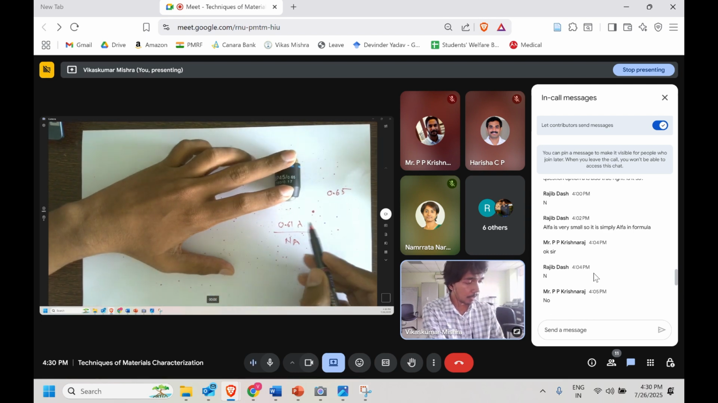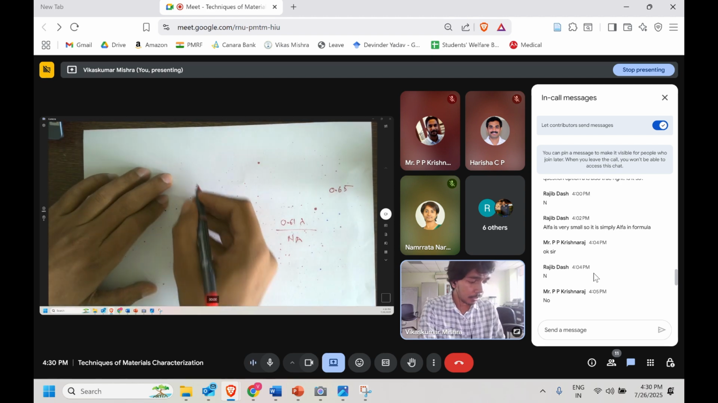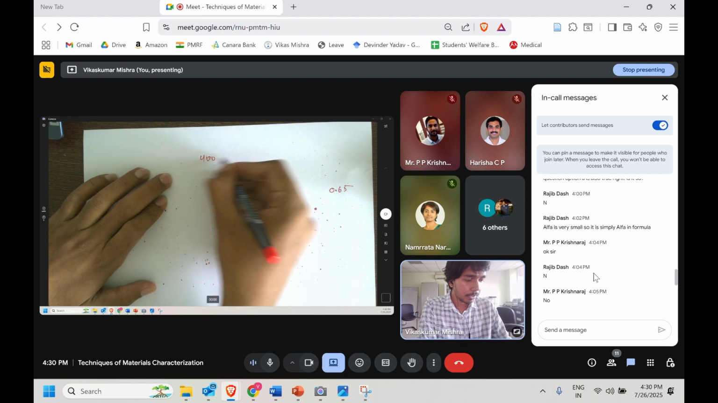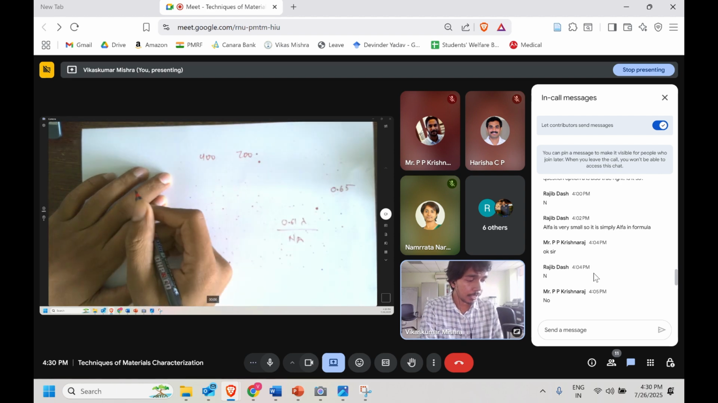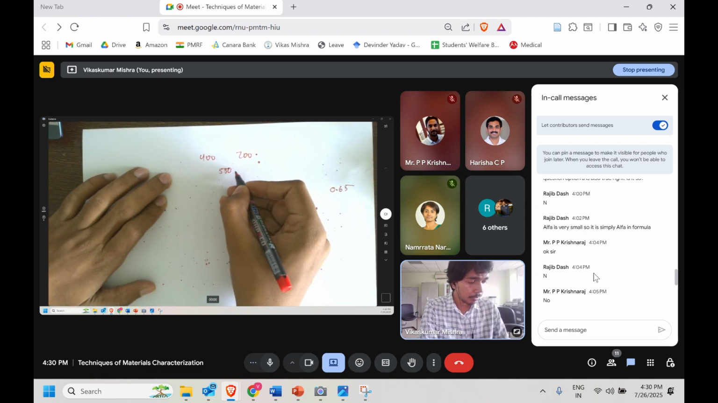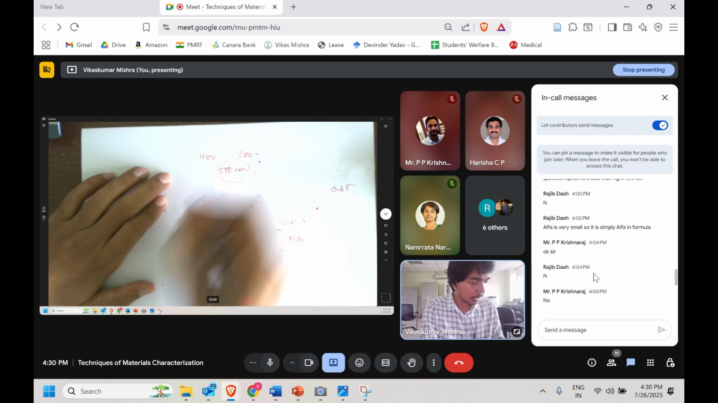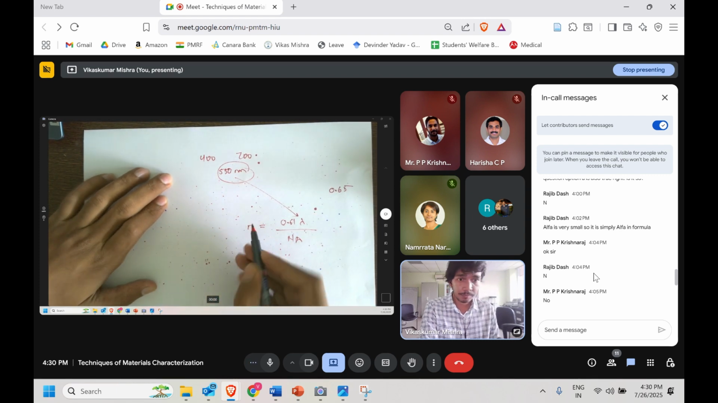And NA is given, lambda we know that visible light is 400 to 700 nanometers. So how about we take something average in between them, that will be around 550 nanometers. Let's take our wavelength to be 550 nanometers. We have to find the resolution.